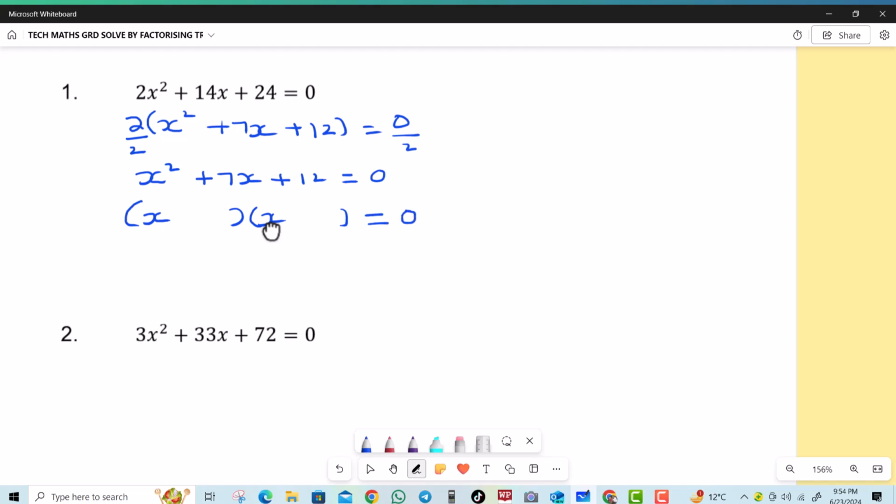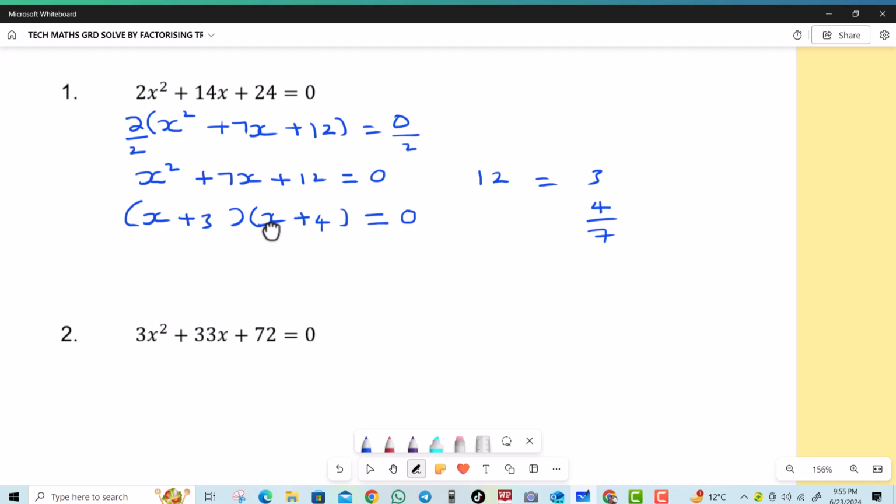So look at 12 again. Which numbers multiply to give us 12, and when you add, you get 7? These numbers are 3 and 4, because 3 plus 4 you get 7. So now I'm going to say here plus 3, and what about here? Plus 4.